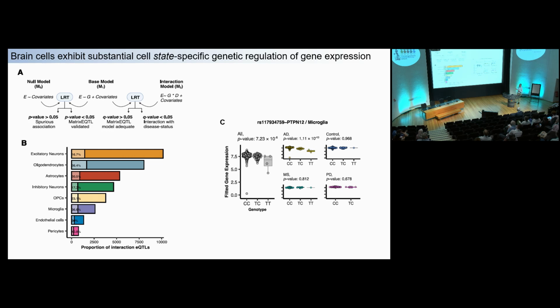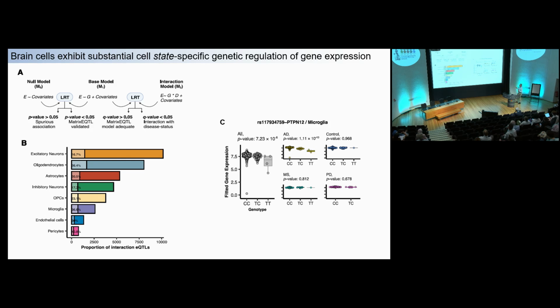To do this, we used this statistical interaction model where we took the base model for eQTL discovery and compared that with a model where we had an interaction term between disease status and SNP genetic variation. And then we asked which of these 2 models best explains the data. What we found was that depending on cell type, between about 15 and 30% of eGenes had a significant interaction with disease status.